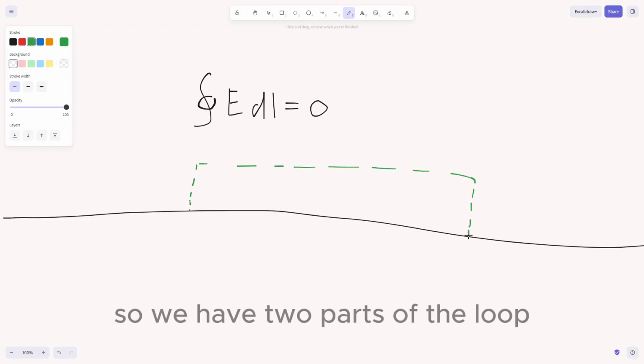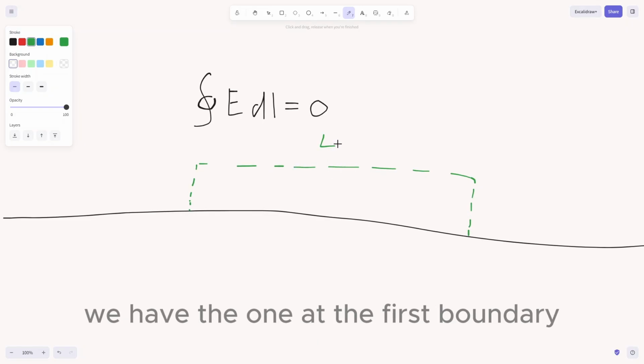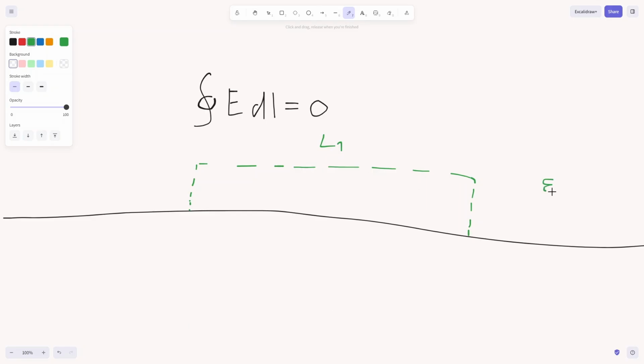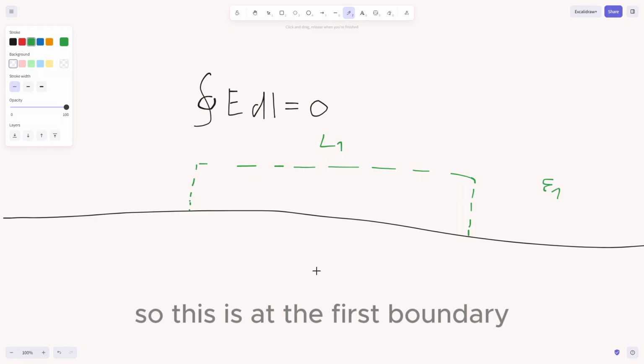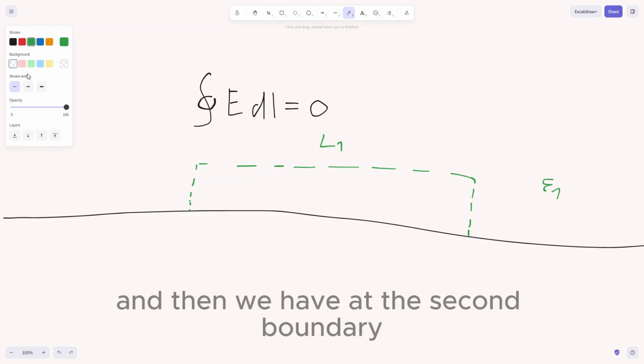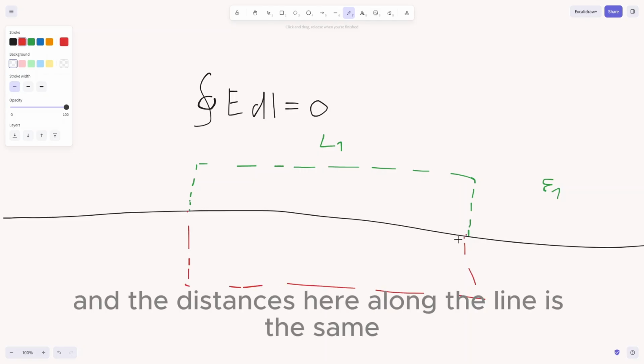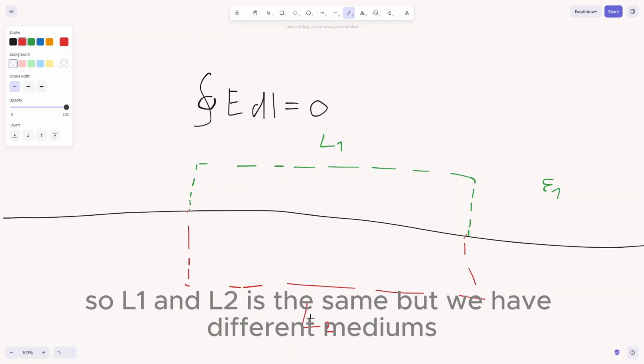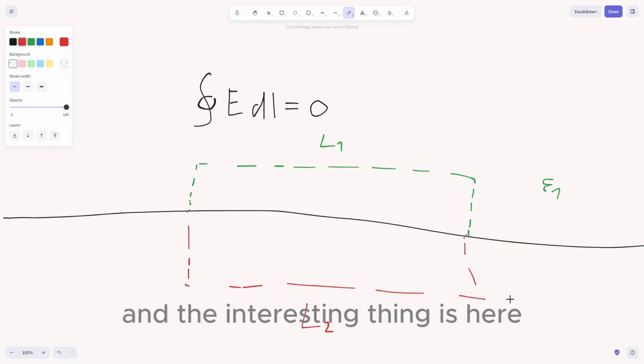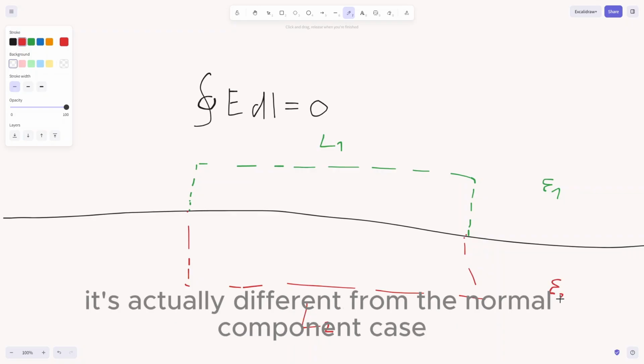So we have two parts of the loop. We have the one at the first boundary. So this is at the first boundary, and then we have the one at the second boundary. Let me draw that in red. And the distances along the line are the same. So L1 and L2 are the same, but we have different mediums. And the interesting thing here is that it's actually different from the normal component case.